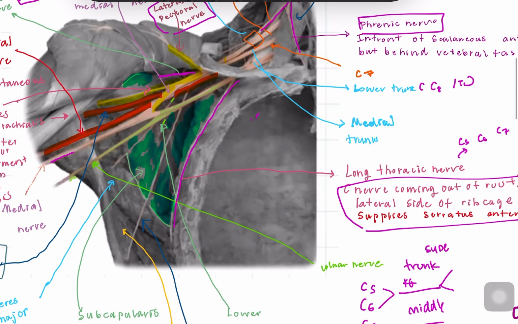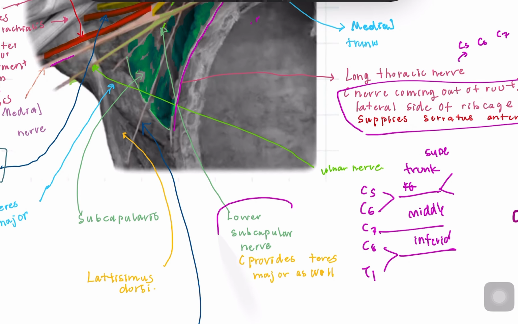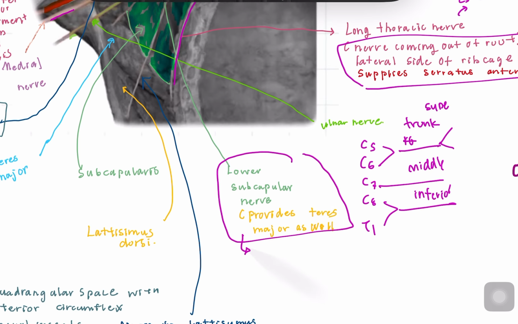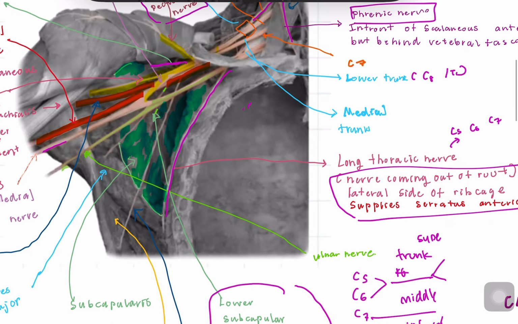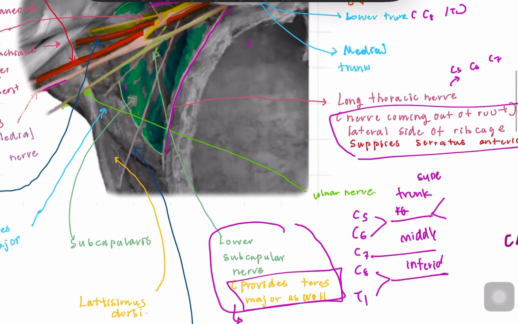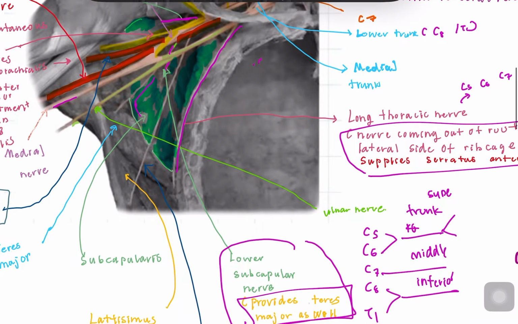And then we have the lower subscapular nerve. This lower subscapular nerve provides teres major as well, not only subscapularis. This is the subscapularis, as you can see. So this one provides subscapularis, and also the teres major.